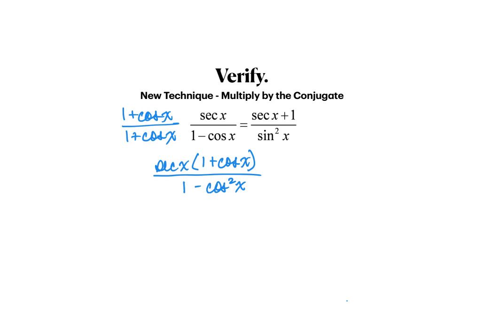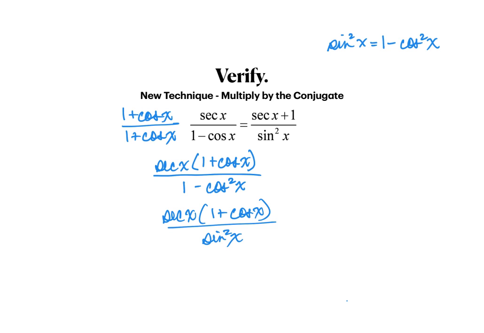Now, think back. There is an identity here. It's a Pythagorean identity. You need to be able to recognize that Pythagorean identity in any of its forms. So this is the one I'm talking about. Sine squared x equals 1 minus cosine squared x. Well, that's just the denominator here. And now I can rewrite this as sine squared x, which is very helpful because that's what I'm looking for on my right-hand side. So I'd get secant of x times the quantity 1 plus cosine of x all over sine squared x. Now I'm looking to rewrite this numerator as secant of x plus 1.